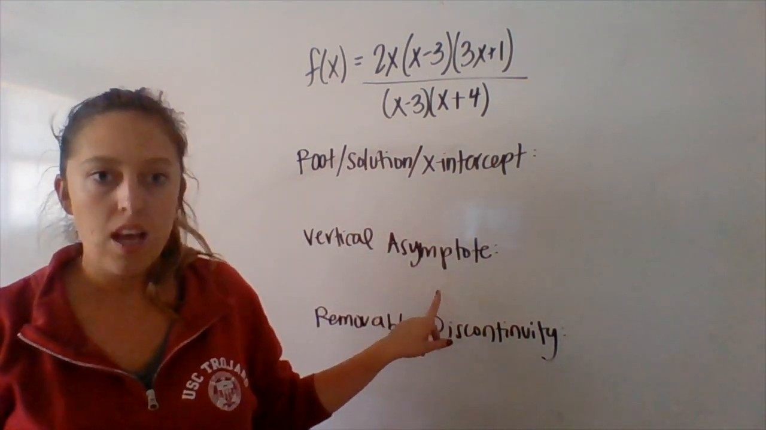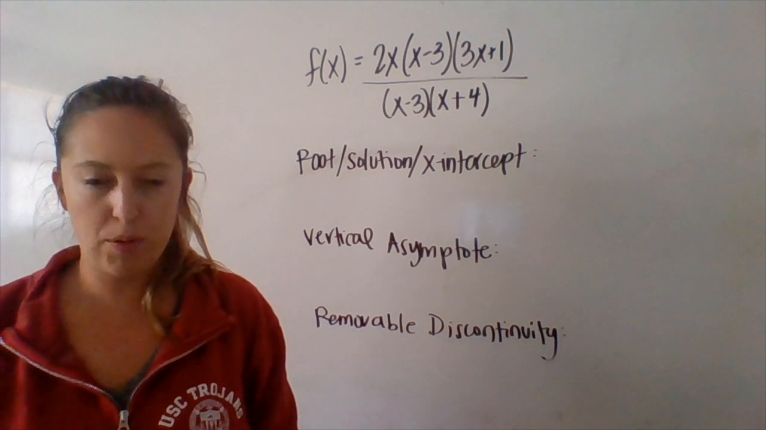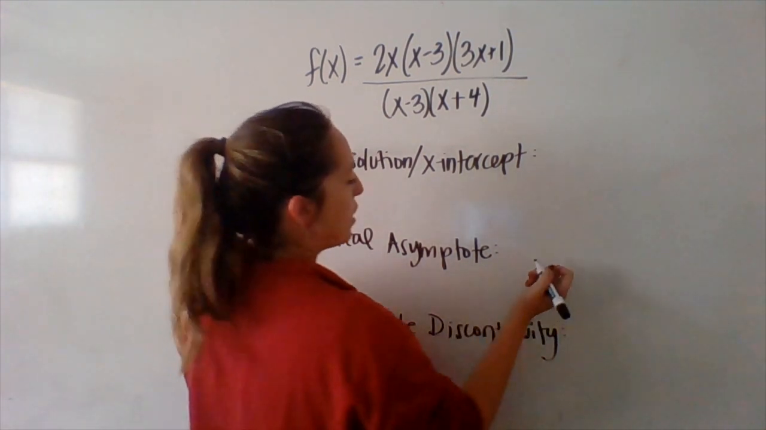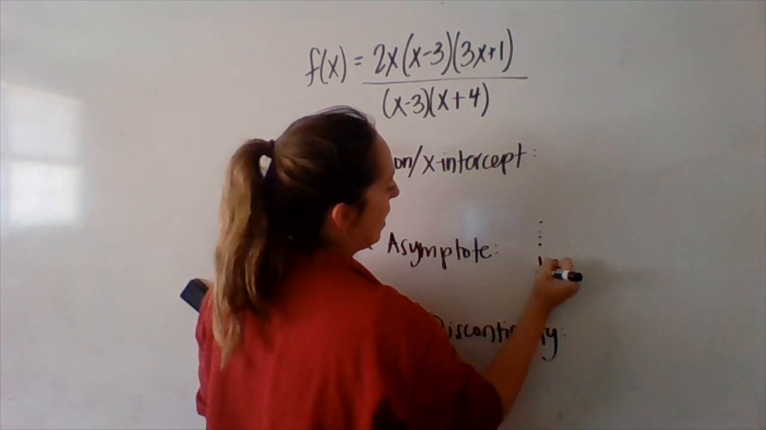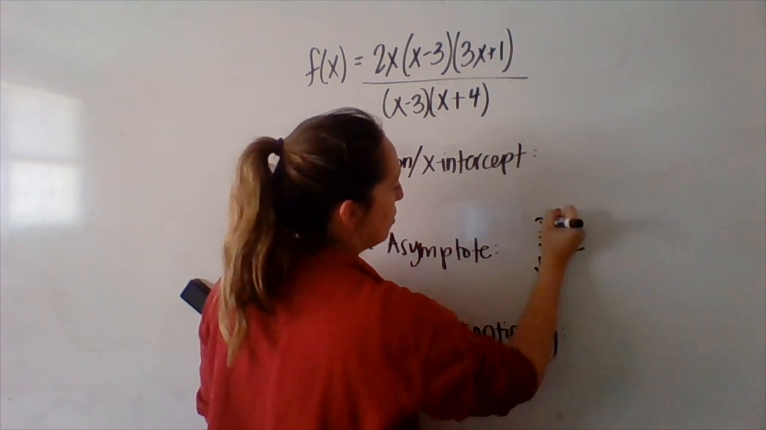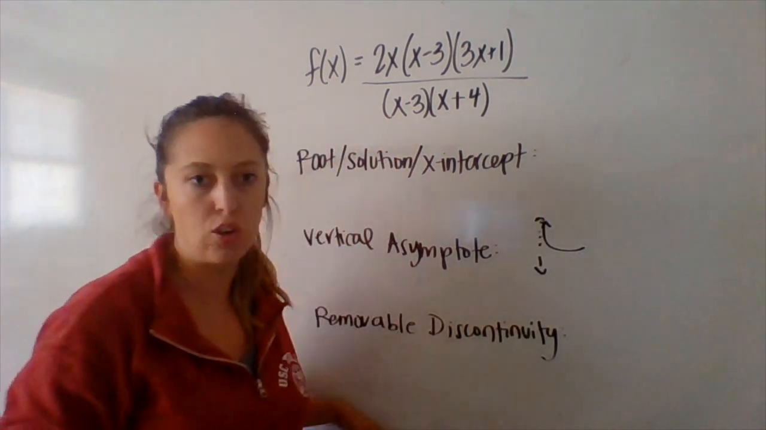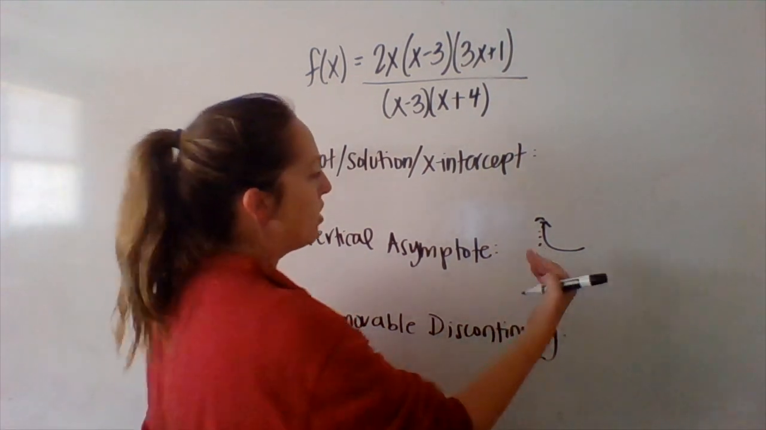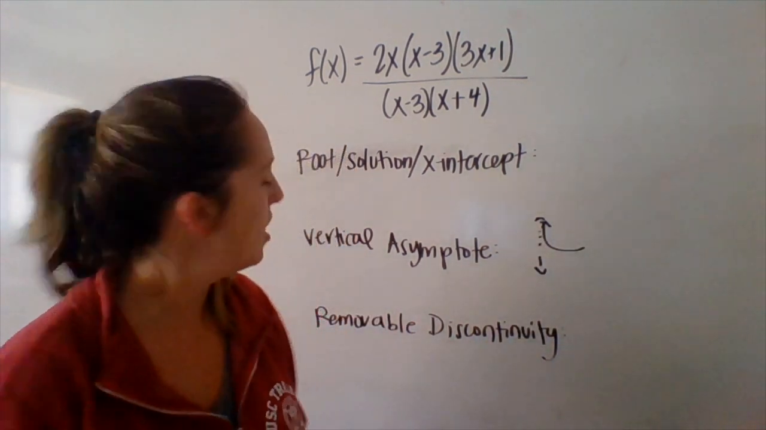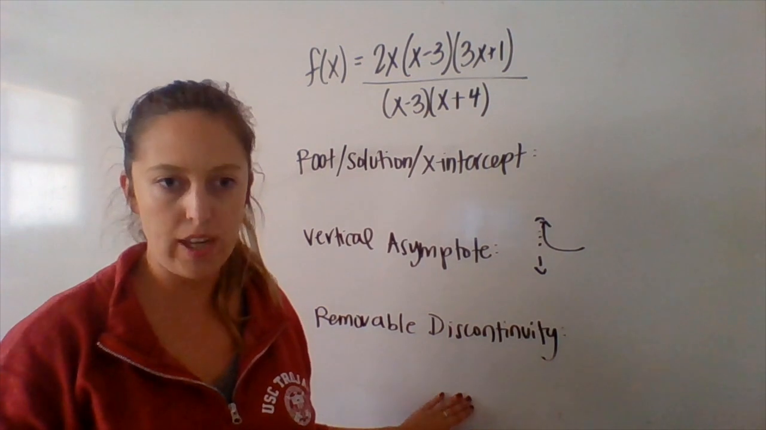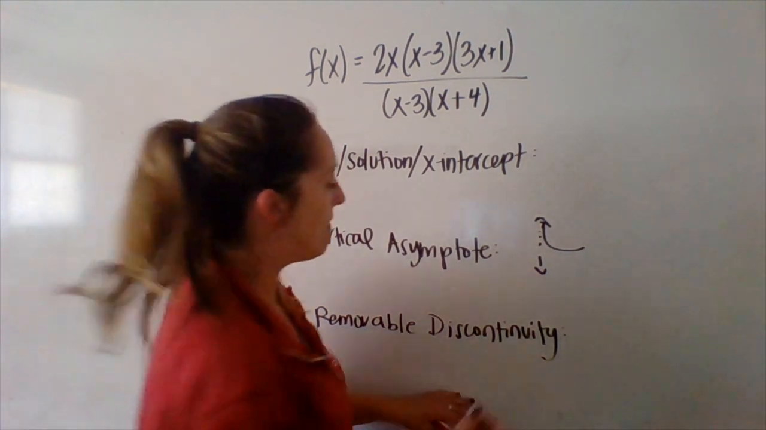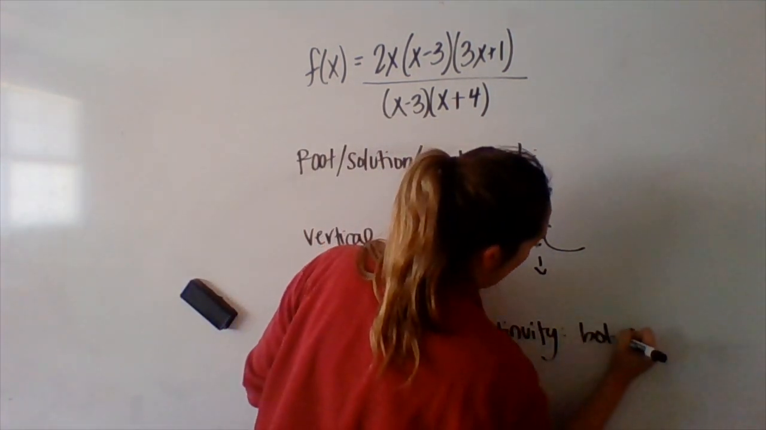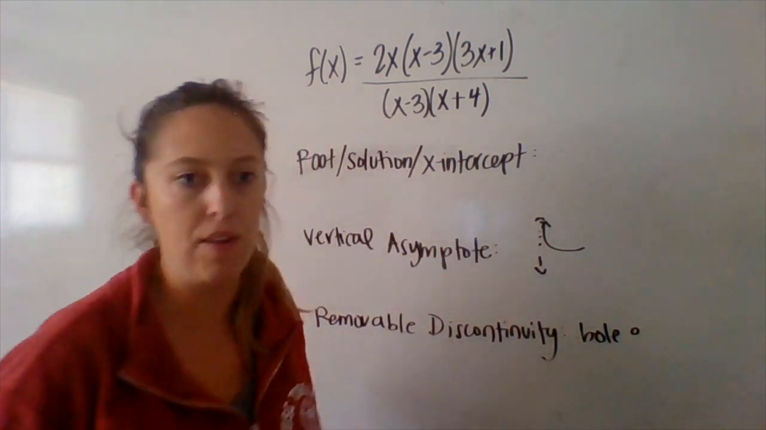Vertical asymptotes. Quick review of asymptotes. If you're not sure what they are, go Google them. But quick review, an asymptote is an invisible line that a graph gets closer to but does not ever cross. Okay, vertical asymptotes, they can never cross them. So they get closer and closer, but they do not touch. And then a removable discontinuity is probably something new, and that is where we get a hole in the graph. I'm going to show you what that looks like and how we find those.